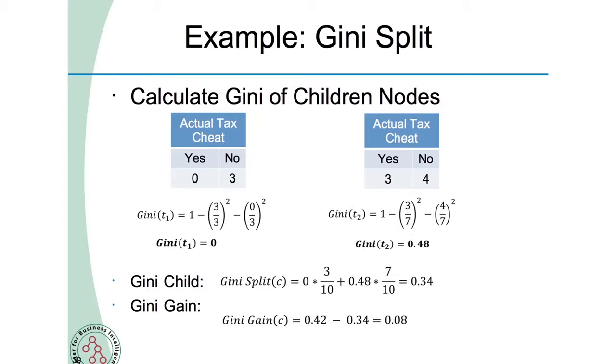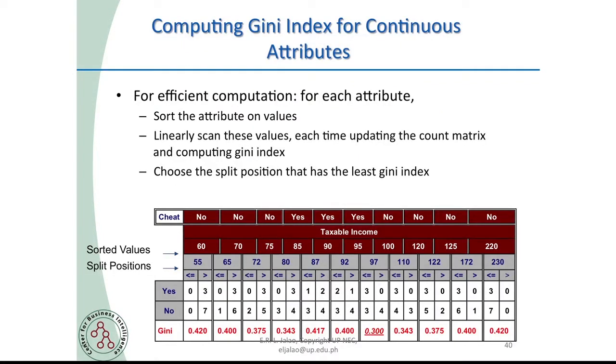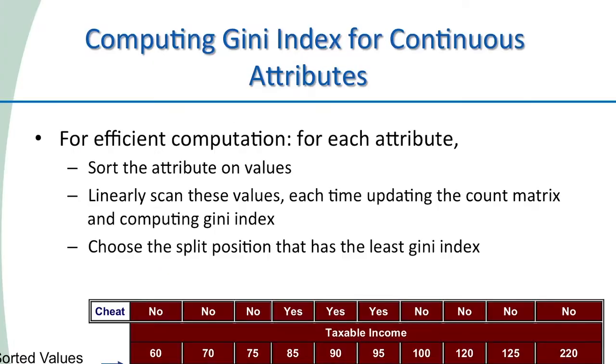Now, how about the computation of Gini for continuous attributes? For efficient computation of this attribute, we sometimes sort the attribute on values, and then we linearly scan the values, each time updating the count matrix and computing the Gini index. We choose the split position with the least Gini index.